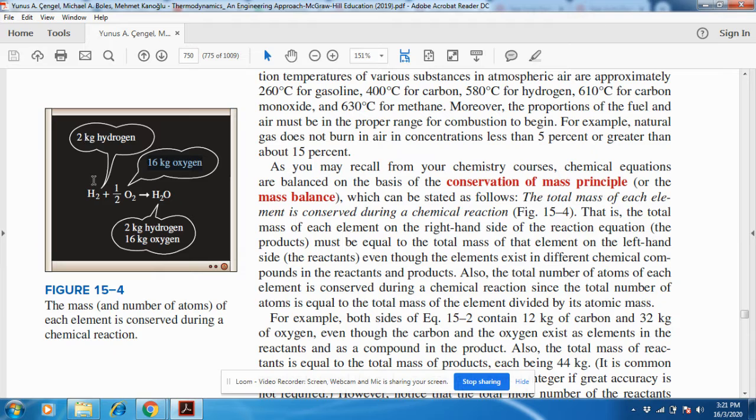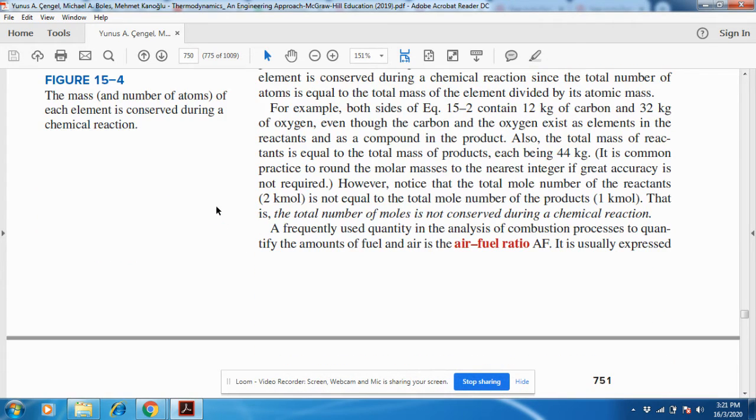In the reactants, we were having 2 kilograms of hydrogen and 16 kilograms of oxygen. In the products, we are having 18 kilograms of water. There was 1 kilomole of hydrogen in the reactants, and in the products once again there is 1 kilomole of hydrogen. In the reactants there was 0.5 kilomoles of diatomic oxygen, and in the products once again there is 1 kilomole of monatomic oxygen. If we consider it diatomic, then there is 0.5 kilomoles. So these two parameters, overall mass and number of atoms of each component, stay conserved during a combustion reaction process. So this was the one thing.